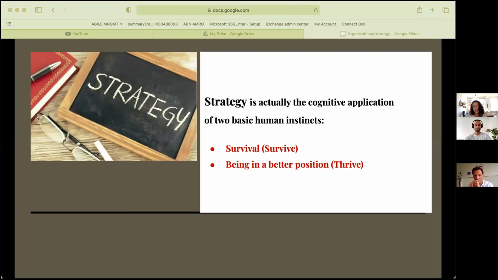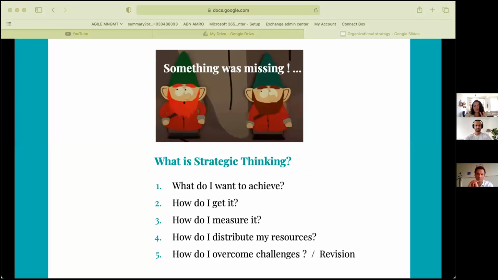So we start with the strategy part. Strategy indeed is actually the cognitive application of two basic human instincts. The first one is survival and the second one is being in a better position. Here, in this example, we see that gnomes are trying to be in a better position by making profit, but they missed something. What is that? It's not only strategy.